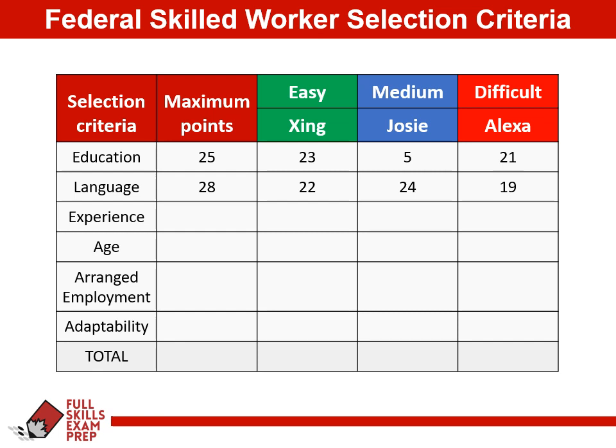Alright, so if you worked your way through the language chart here, you can see that with Shing, we are now at 22 points for language. And that one was pretty straightforward to answer. With Josie, Josie was a little bit more complicated, but she's at 24 points. And Alexa is at 19 points.